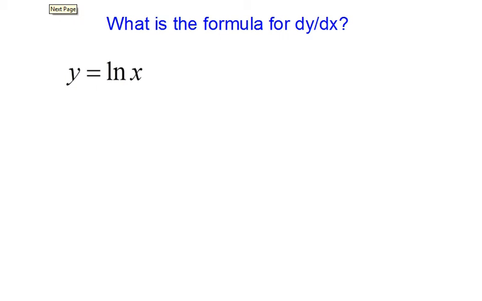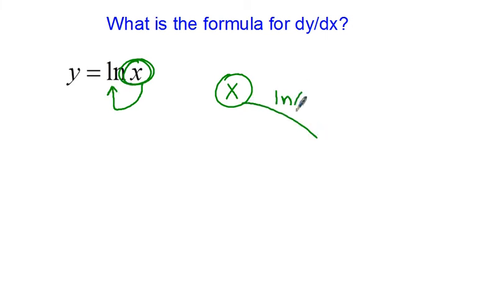What is the formula for dy/dx? Well, let's stop for a moment and think about what a natural logarithm is. We begin with an input called x. We run that input through the natural logarithm function, and we then produce an output called y. If we were to run that process exactly in reverse, we'd be doing the inverse process, and of course the inverse of the natural logarithm function is the exponential function.